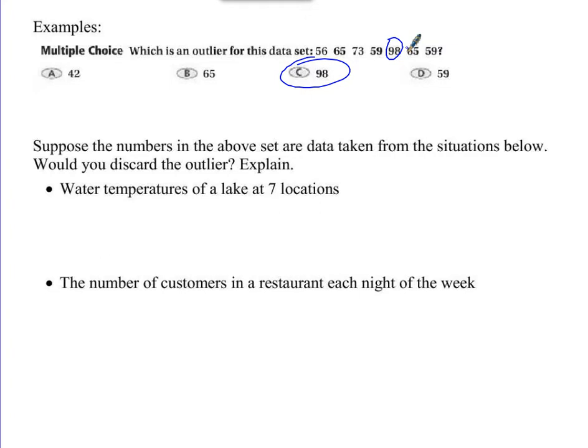Do you agree? That could kind of skew the results. Yes, exactly. So what can we say here? Would we discard the outlier? No, but it depends on the lake, yeah.